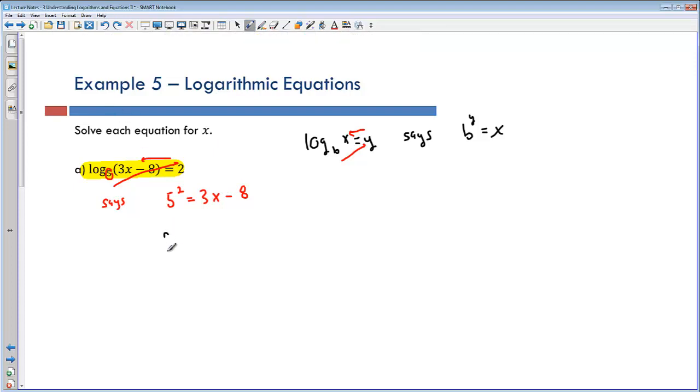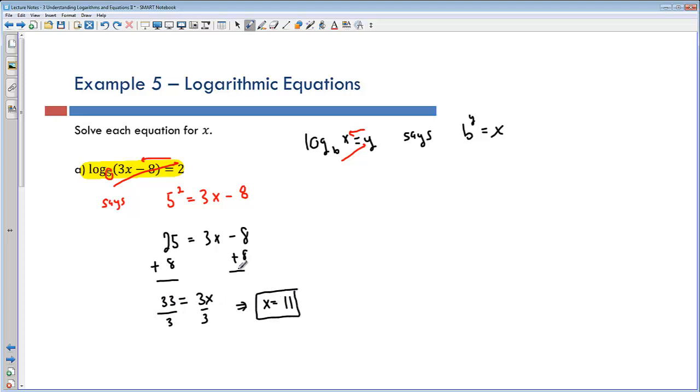So 5 squared is 25, so it says 25 is equal to 3x minus 8. To solve this linear equation now, you're going to add 8 to both sides, and we get 33 is equal to 3x. And then we're going to divide both sides by 3, and this is going to give our answer. So this implies that x is equal to 33 over 3, which is just the number 11.